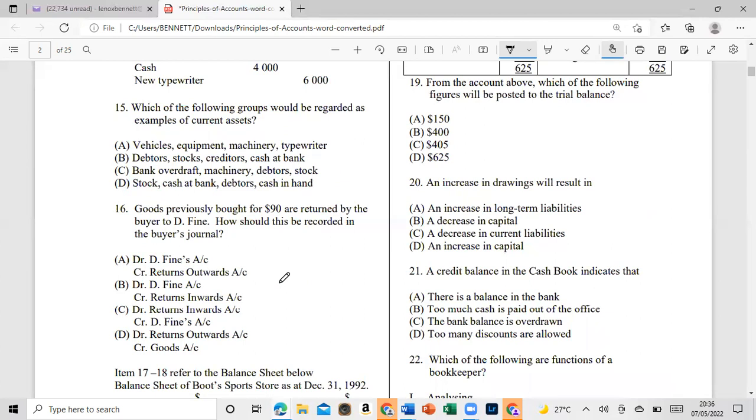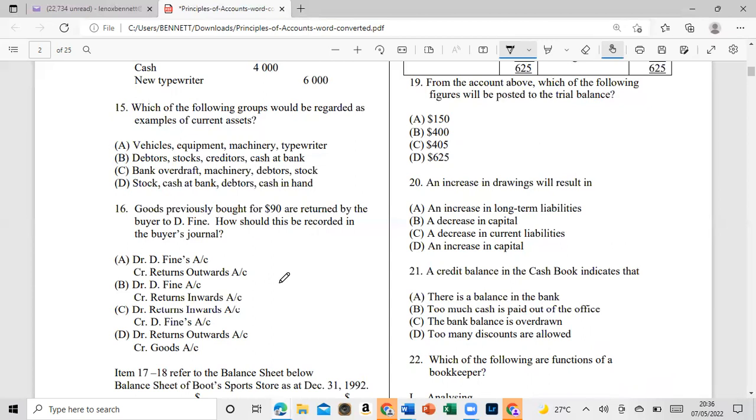All right. Let's move on to 15. Which of the following groups would be regarded as an example of current assets? Is it A, vehicles, equipment, machinery, typewriter? B, debtors, stock, creditors, cash at the bank. Everybody wants that, cash at the bank.